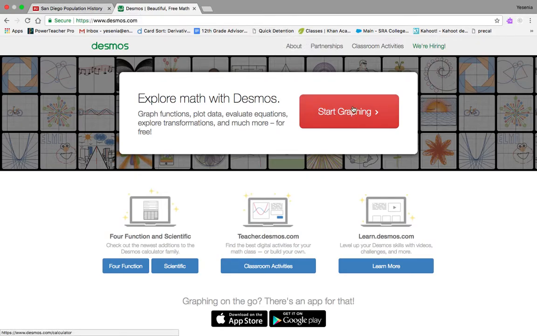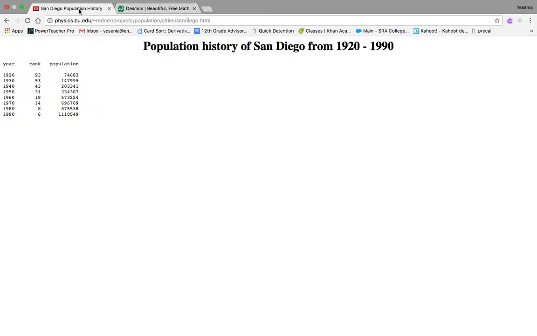But I do recommend to first make an account, log in, and save your data. There have been many instances when people have lost all their data and had to start all over again. So here I'm going to do a sample of one city, San Diego.